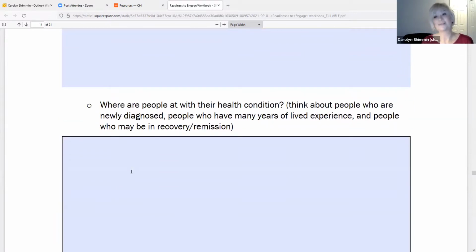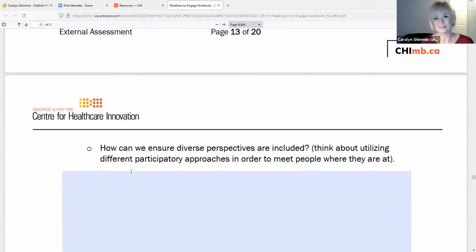Where are people at with their health condition? Think about the difference between people who have been newly diagnosed, people who have many years of lived experience, and then people who are in recovery. They all have very different perspectives. Do you want to have all of these different perspectives engaged? And what are ways, having conversations with community members on what are the best ways to engage these different perspectives is really important as well. Having conversations with people who are living with health issues, so important.